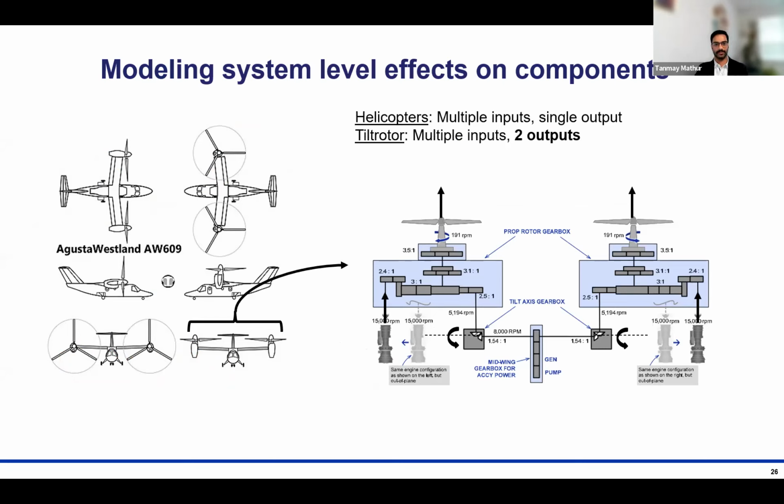Okay, so as I mentioned a little bit earlier, the conventional helicopter is a multiple input and a single output system, meaning you can have one or more engines, but the output is delivered at the single main rotor mast. But the tilt rotor is a multiple input and multiple output system, meaning the output is delivered at two rotor masts.